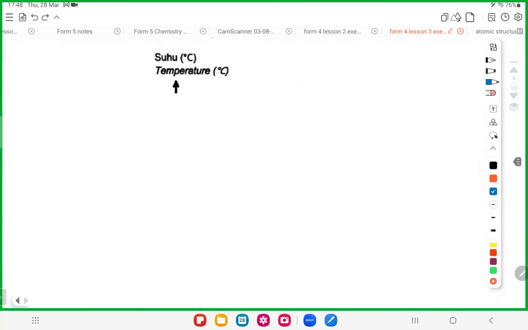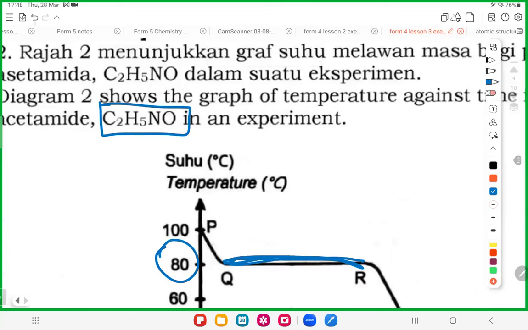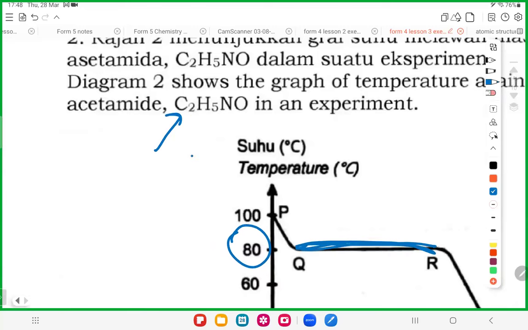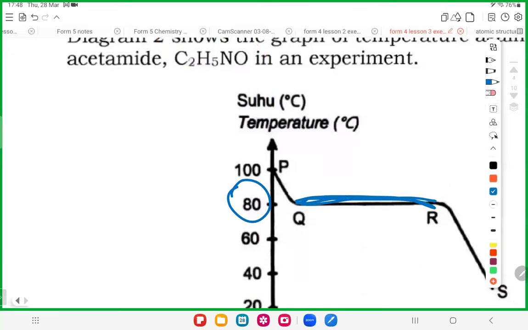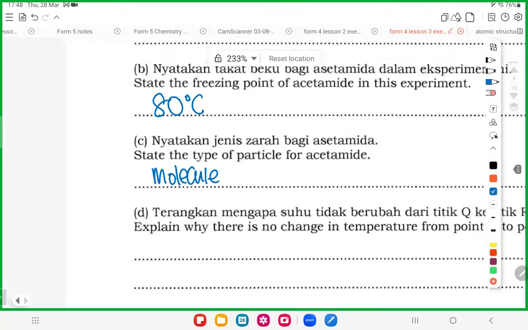So let's look at acetamide. This is the formula given here. Acetamide has carbon, which is non-metal. Hydrogen, also non-metal. Nitrogen, non-metal. Oxygen, also non-metal. So when all of them are non-metal, they join together. Non-metal, non-metal, join together, you will get molecule. Yeah, molecule.